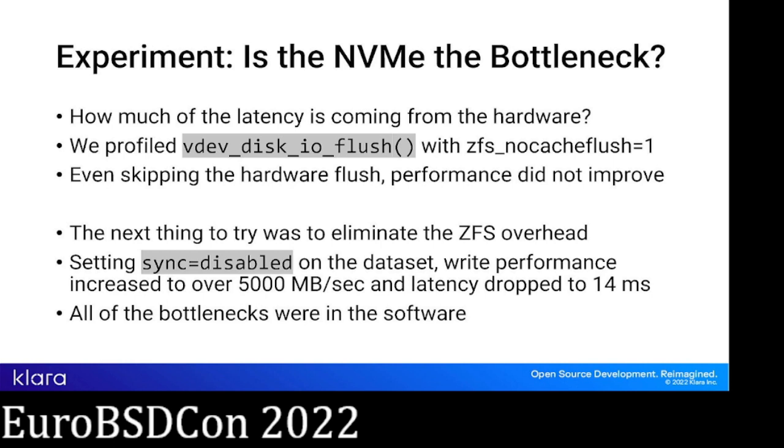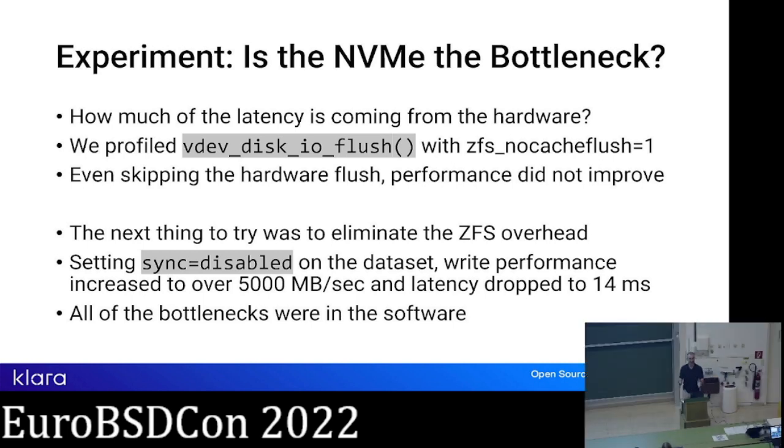And then suddenly, the latency drops from 25 milliseconds to 14, and we're seeing 5 gigs a second instead of 2 and a bit. It's like, oh, OK. So ZFS is taking a long time to do some of this work. And pretty much it seems all of our bottlenecks right now are in the software, not the hardware, which at least we can fix, because we can't change the hardware, they already bought it.